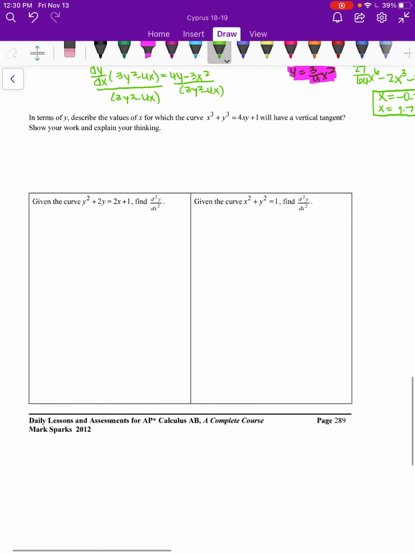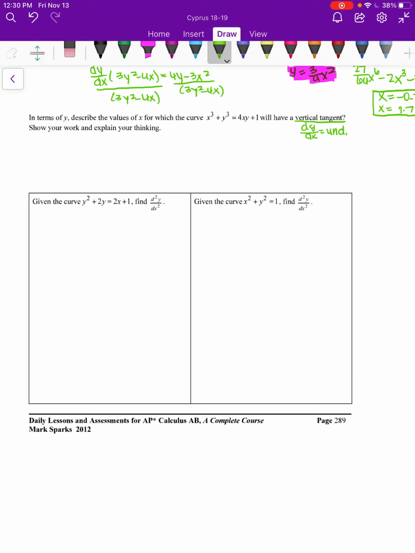All right, let's do the next one. In terms of y, describe the values of x for which the same curve will have a vertical tangent line. So a vertical tangent line we know is when dy/dx is undefined. Okay, so that's the explain our thinking portion. In this one, we're not solving for x as a number. It tells us to do it in terms of y. So it's okay for y to still be in our answer. Before they were asking for the exact x value.